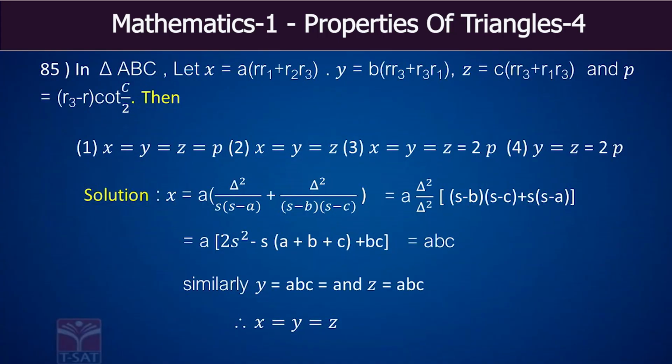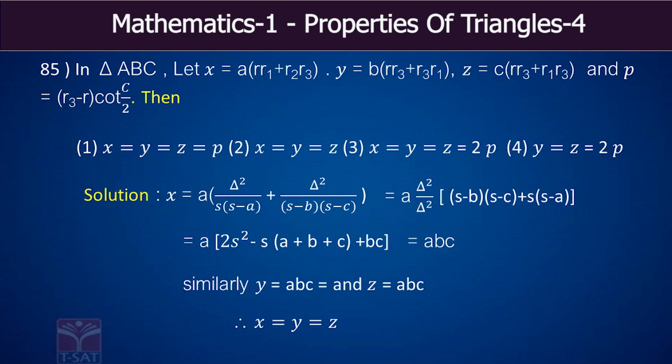Problem 85. In triangle ABC, let x is equal to a into R R1 plus R2 R3, y is equal to b into R R2 plus R3 R1, z is equal to c into R R3 plus R1 R2, and P is R3 minus R into cot C by 2. Then the options are: x is equal to y is equal to z is equal to P; x is equal to y is equal to z is not equal to P; x is equal to y is equal to z is equal to 2P; and x is equal to y is equal to z is not equal to 2P.